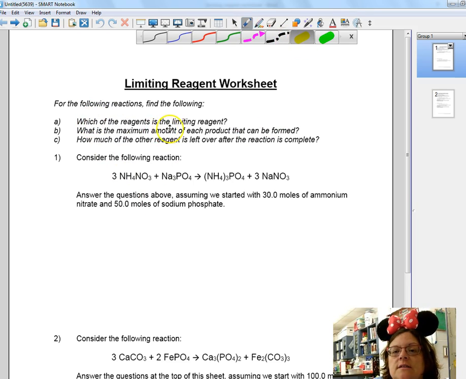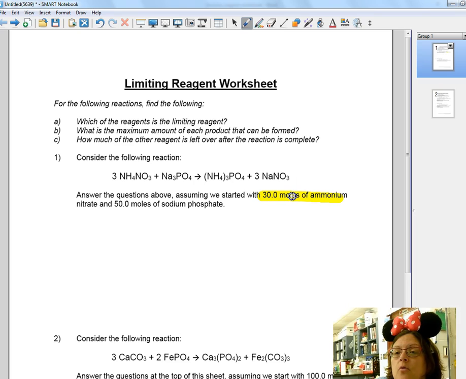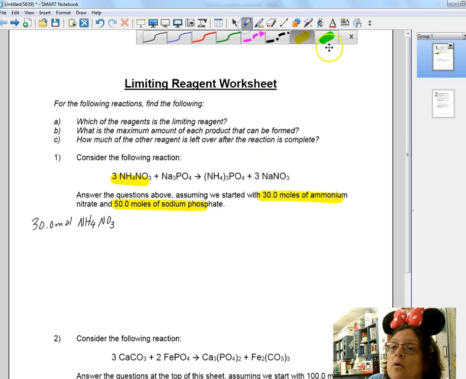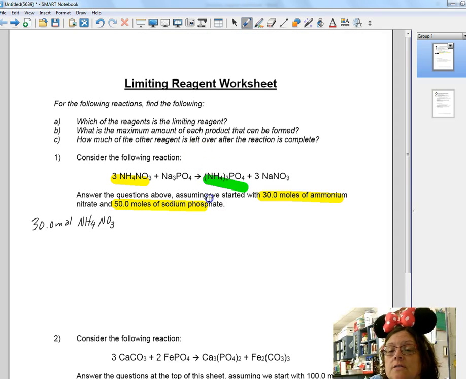Which of the reagents is the limiting reagent or reactant? What was given to us? We were given 30 moles of ammonium nitrate and 50 moles of sodium phosphate. So starting with 30 moles of ammonium nitrate, NH4NO3, this is our first given. We need to pick one of these products. We're going to calculate both, so we'll just pick one for now. We're going to start with ammonium phosphate.